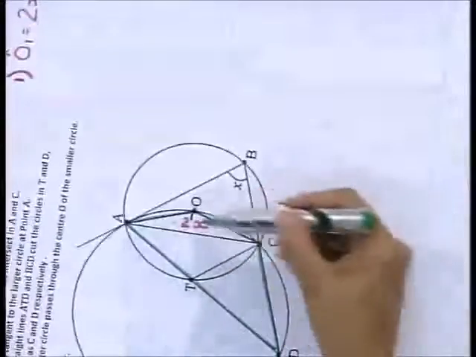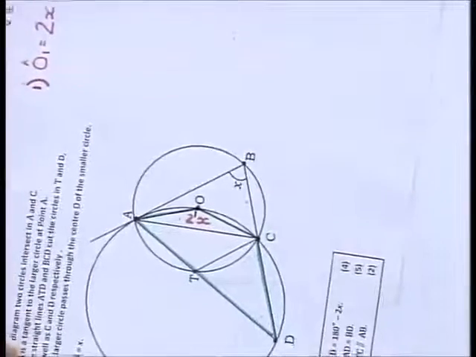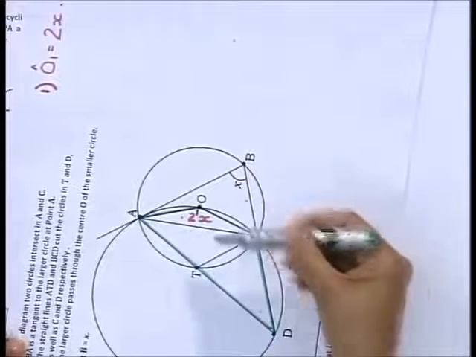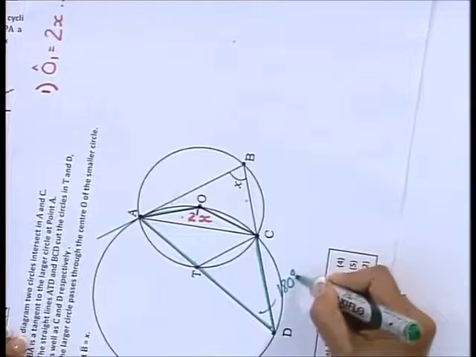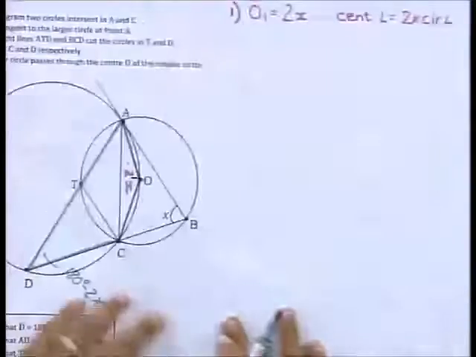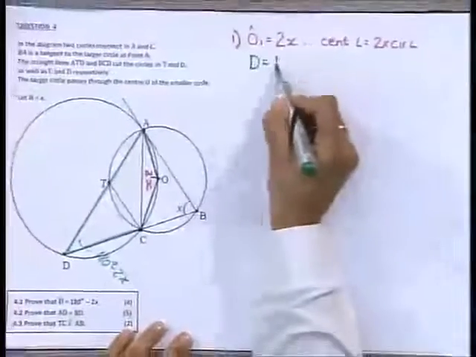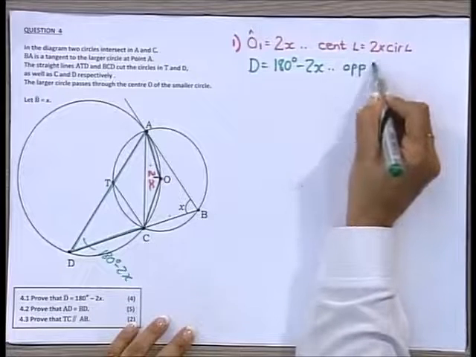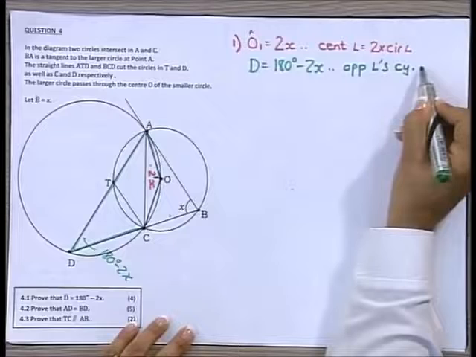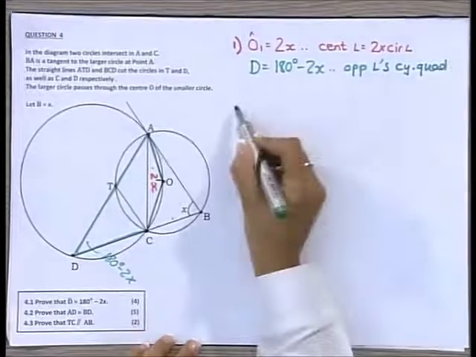So if this is a cyclic quad, what's the size of D? You know these two must give you 180. So angle D will be 180 minus 2x. And that is what I did. It's 180 minus 2x, opposite angles of a cyclic quad. There we did the first one.